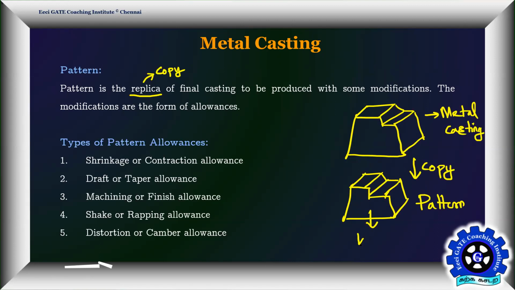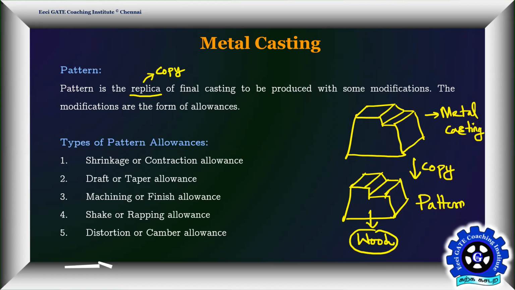What do you know about pattern material? It can be wood, wax, plastics, or even metals. Sometimes you can use metals also, but aluminum is better because of its light weight. Generally, wood will be used, especially in sand casting.